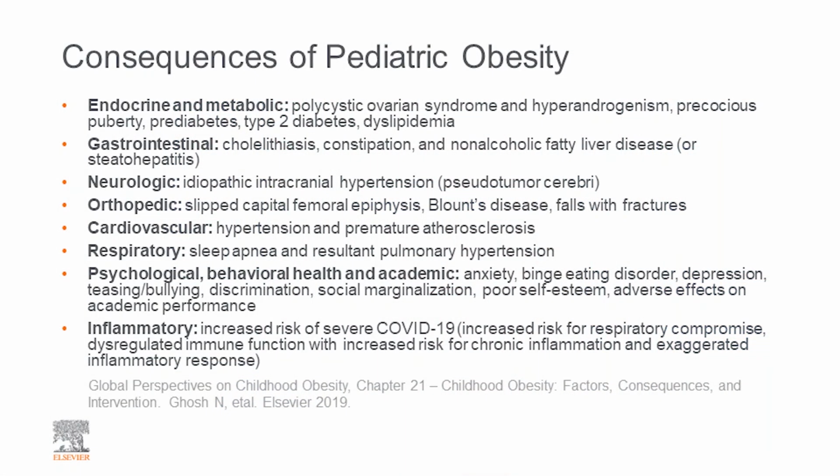What are the consequences of childhood obesity? Unfortunately, the consequences of obesity among children are numerous. Obese children are prone to develop diseases and disorders of many organ systems. Some include endocrine and metabolic conditions such as polycystic ovary syndrome and type 2 diabetes, gastrointestinal issues such as non-alcoholic fatty liver disease, neurologic problems like pseudotumor cerebri, orthopedic conditions such as slipped capital femoral epiphysis, hypertension, sleep apnea, and numerous adverse psychological, behavioral health, and academic consequences, not to mention increased risk of severe COVID-19 disease.